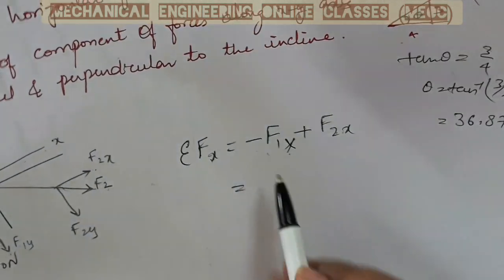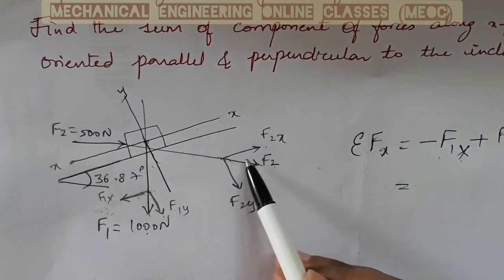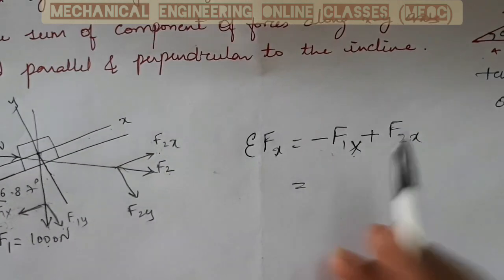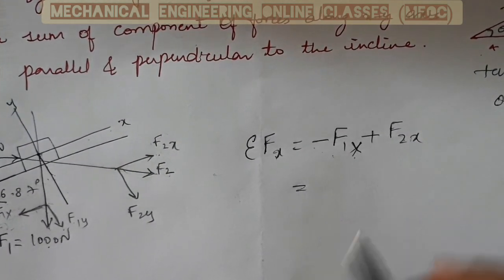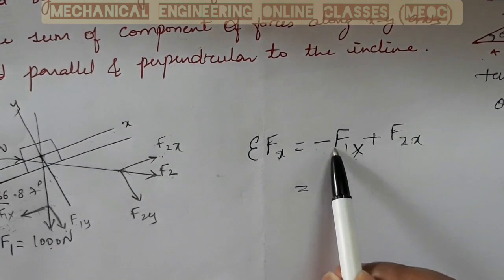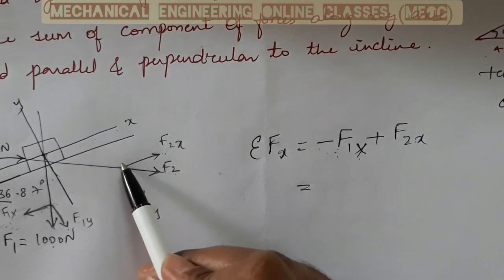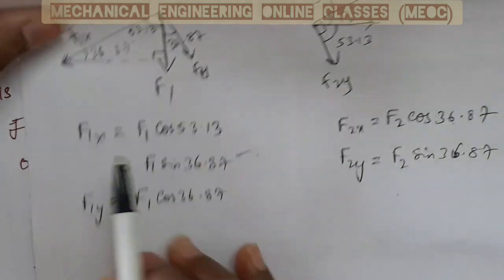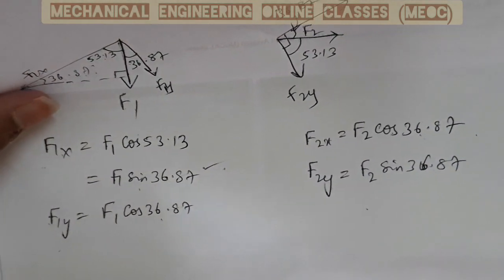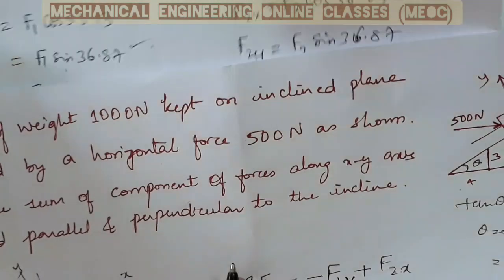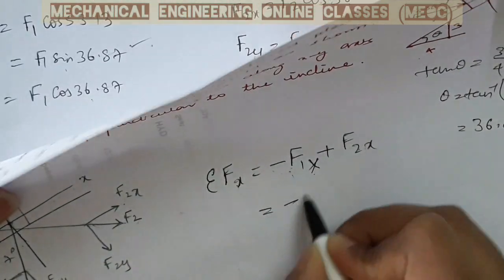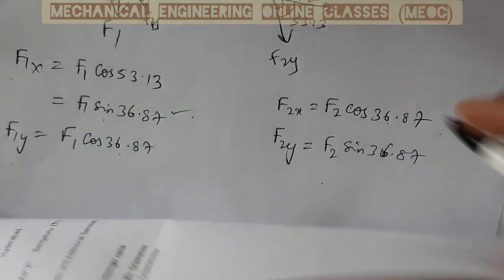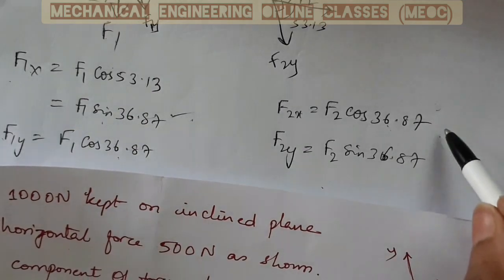So sigma Fx is minus F1, this is towards left, this is towards right, opposite directions. Though they are parallel to each other, they are acting in opposite directions. So it is minus F1x. According to our convention, leftward forces are negative. So this is minus F1x plus the rightward force F2x. What is minus F1x? F1x is this one, F1 sin 36.87. So I am writing it F1 sin 36.87 plus F2x is F2 cos 36.87.